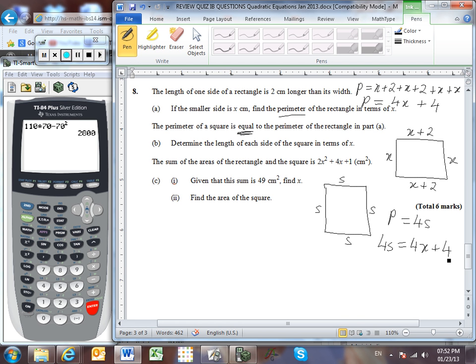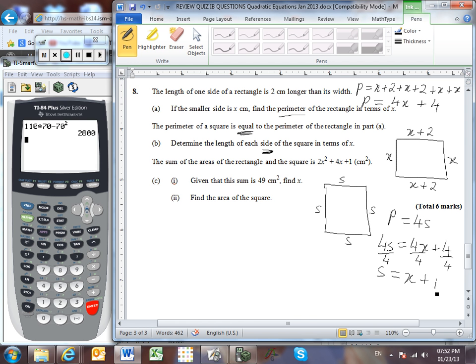They wanted us to figure out the length of each side of the square, which is an s, in terms of x. So basically, in order to get s alone, I've got to divide the entire equation through by 4. So this divides by 4, this divides by 4, this divides by 4, and s will be equal to x plus 1.